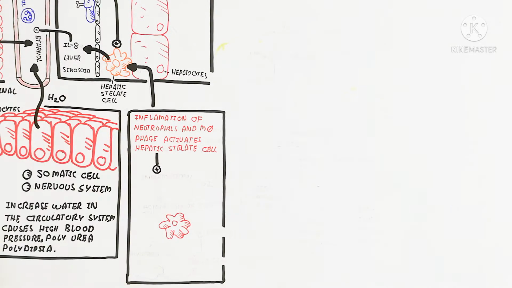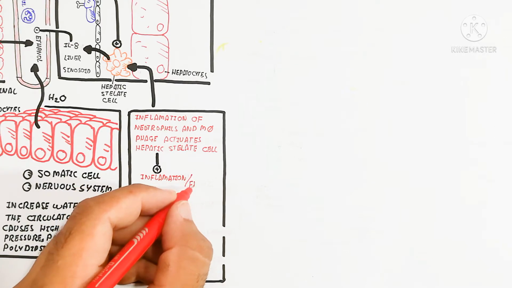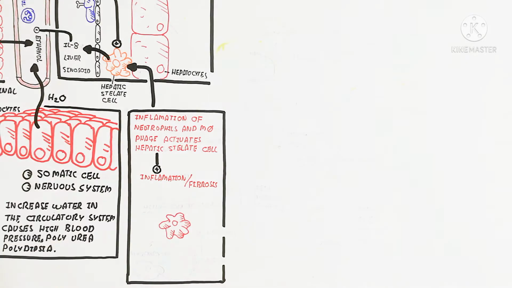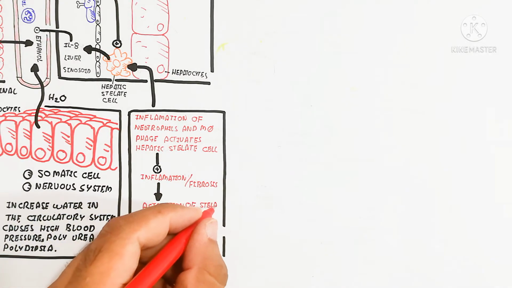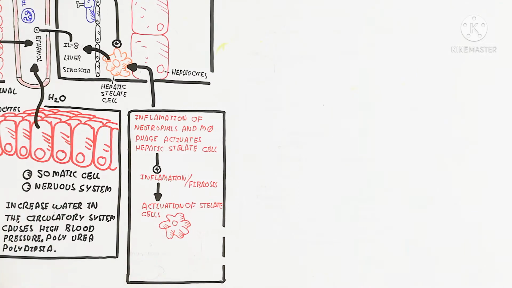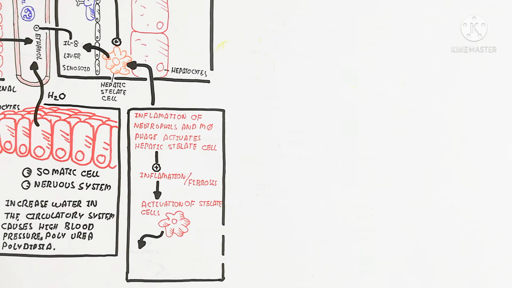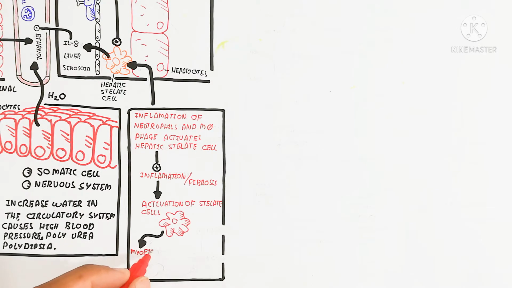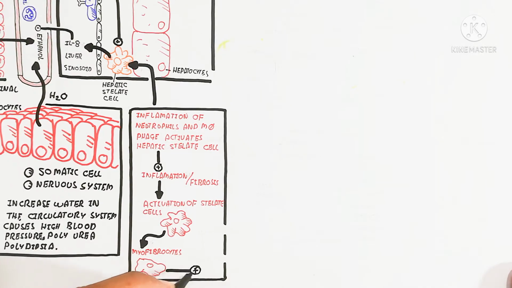Activation of the stellate cell will lead to myofibroblasts increasing collagen production, and this collagen production will increase the fibrosis of the liver, hepatic fibrosis. So that was the physiological effect of ethanol. We will also discuss the biochemical effect on the hepatocytes. So let's begin to understand the biochemical effect on the hepatocyte.